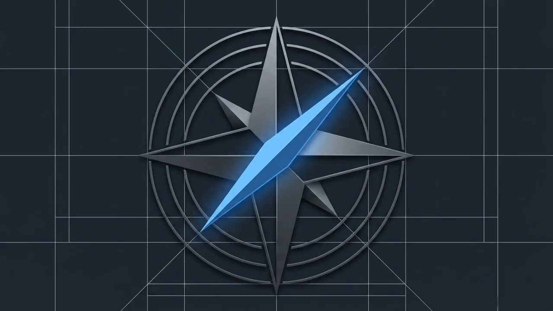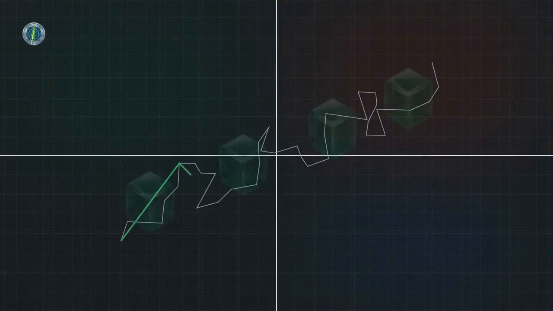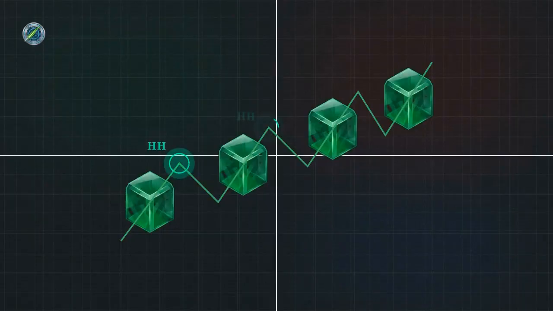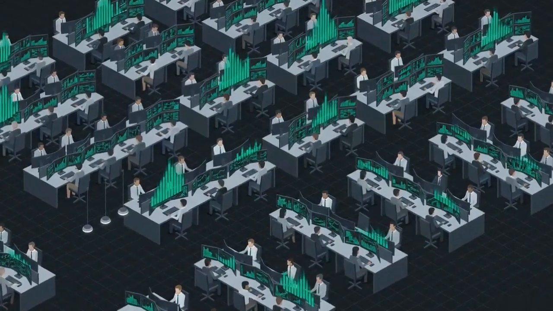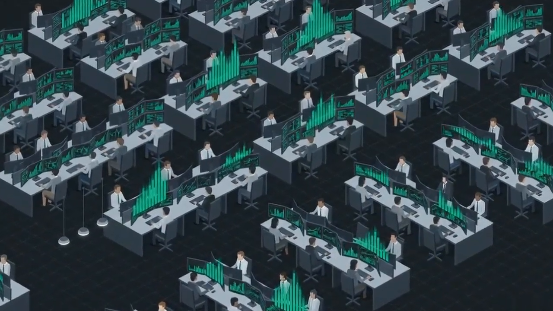The first point on this compass is the uptrend. When we strip away the daily fluctuations of a rising chart, a distinct geometric shape emerges. To qualify as an uptrend, the market must mathematically form a series of higher highs and higher lows. Each peak and valley must sit higher than the last. This direction represents the market's phase of growth and capital accumulation.